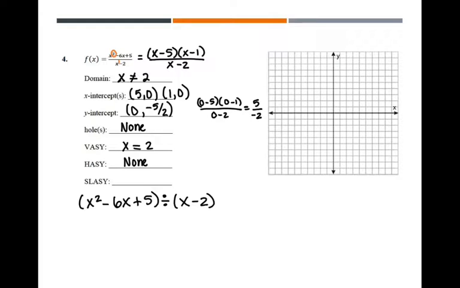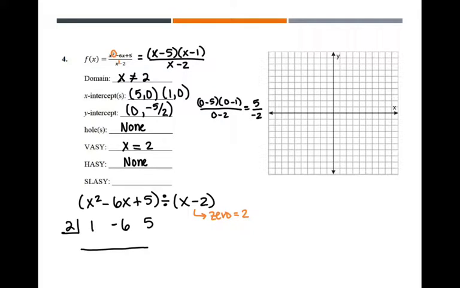So for synthetic division, I want to find the 0 of this factor, and that's going to help me do my synthetic division. So the 0 of this factor is at 2. So when I set up my synthetic division, I'm going to put 2 in this little box, and I'm going to list out my coefficients of the polynomial that I am dividing into. So I have 1x squared minus 6x plus 5.